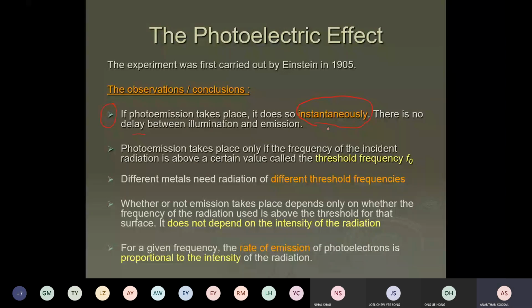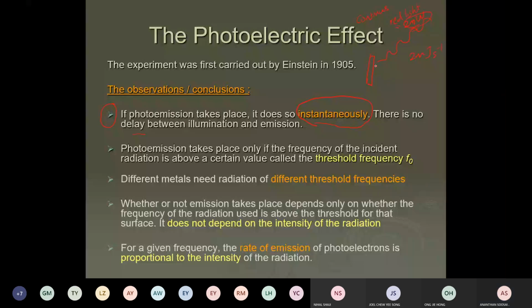You have a metal plate. They shine it with EM radiation, maybe a red light. We know that in our mind the energy of light is continuous. Let's say the red light has a power of 2 milliwatts. The red light reaches the surface. 2 milliwatts means what do you understand? 2 millijoules of wave energy will reach the surface every second.